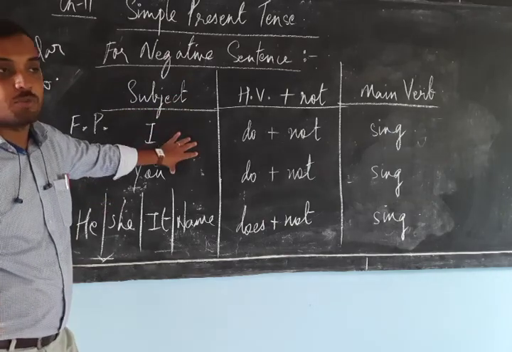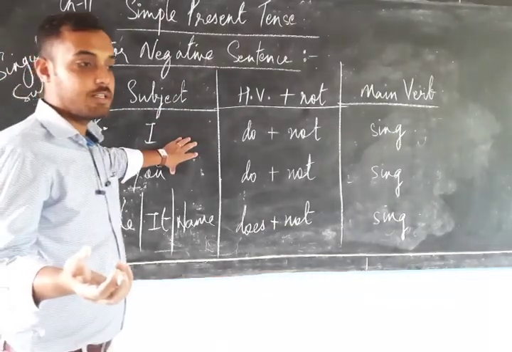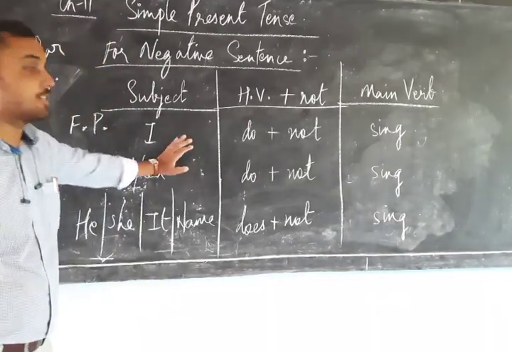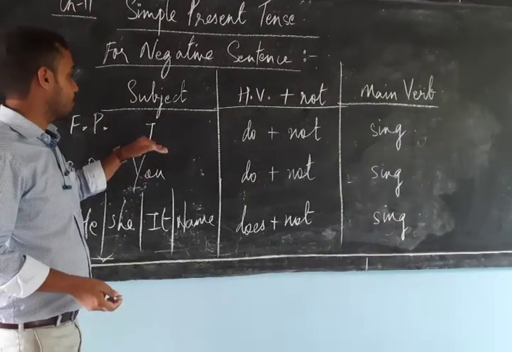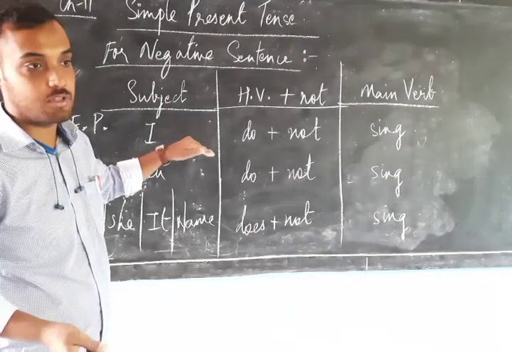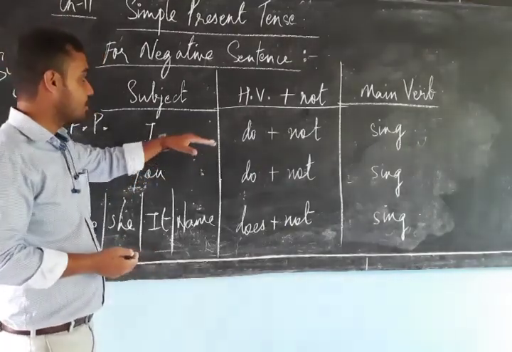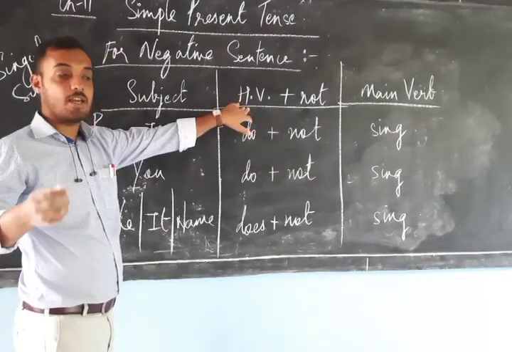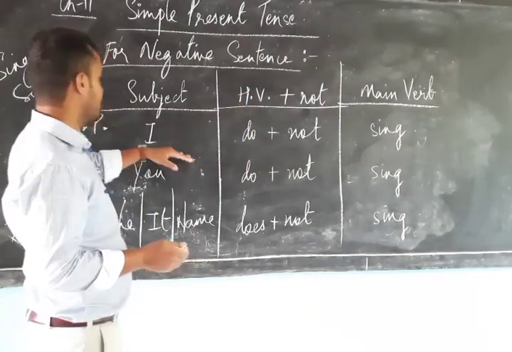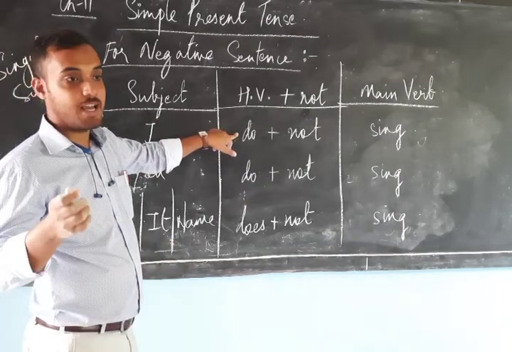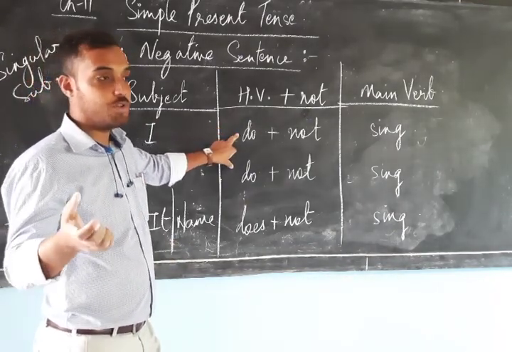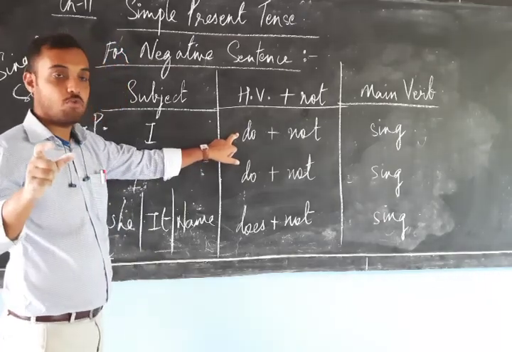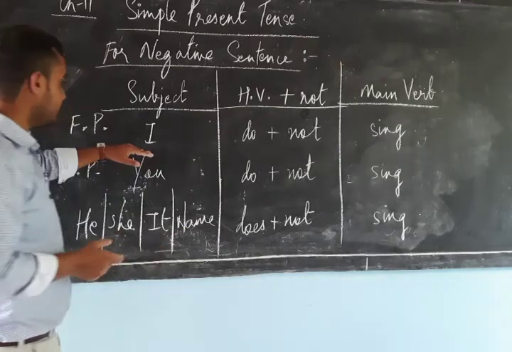Now, what is the formula for forming a negative sentence, and at the same time writing it in simple present tense? With the subject I, the first person, the person who is speaking, we use do plus not. HV here refers to the helping verb, which is also a form of be, have and do. Where do we use be, have and do? To form a perfect verb tense, to show when the work was done.